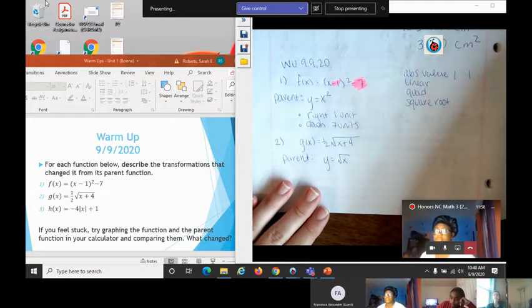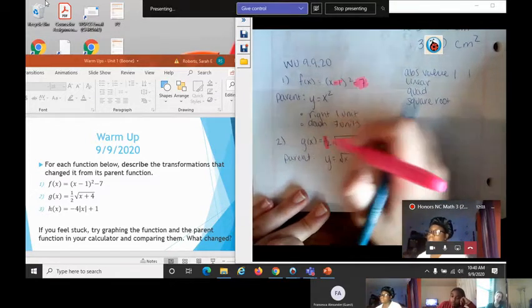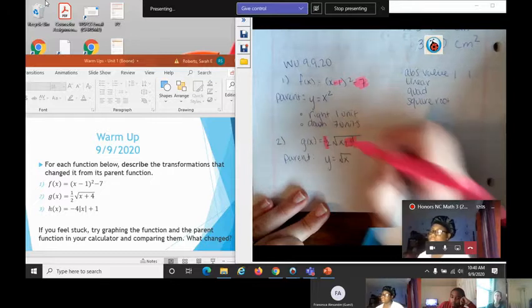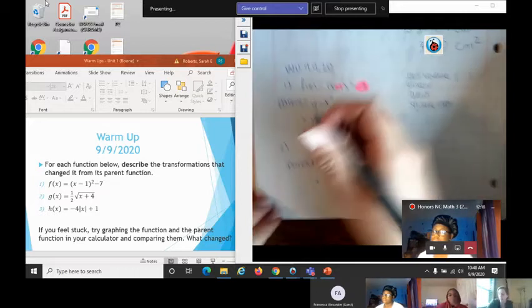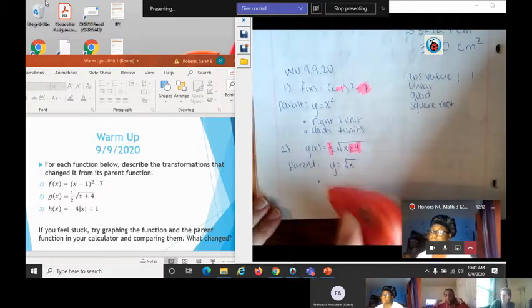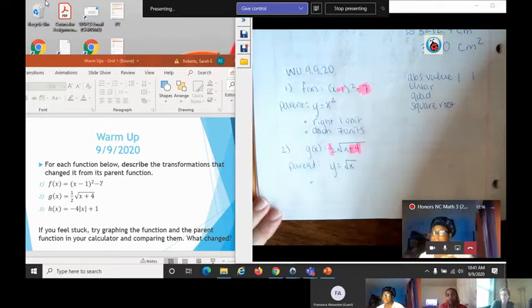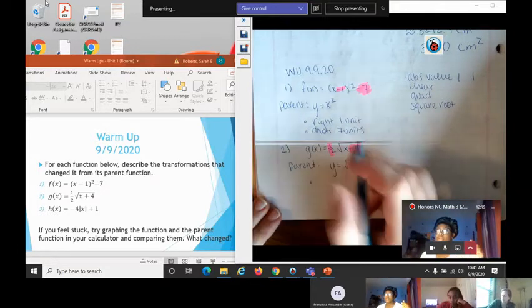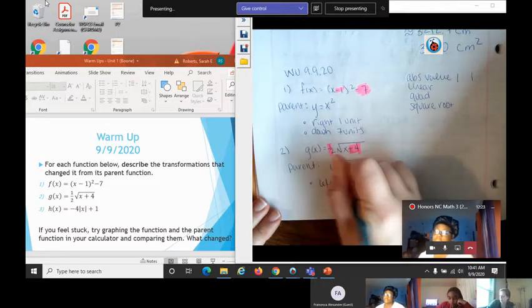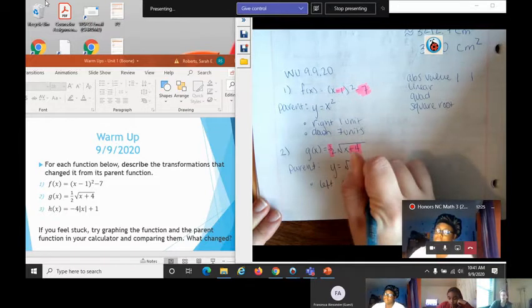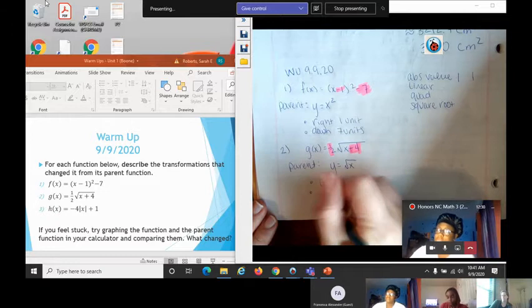And then, so the things that changed the parent function in this g are the +4 and the 1/2. Okay, so we'll start with the +4. What does the +4 do? Doesn't it move left? Yeah, this is going to move to the left 4 units, because it does the opposite of this sign. And then what does the 1/2 do?